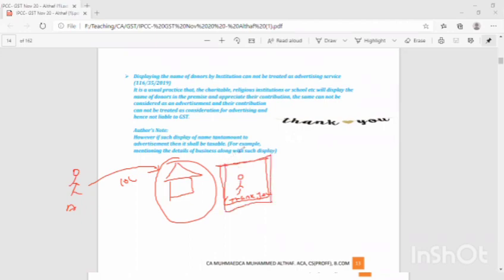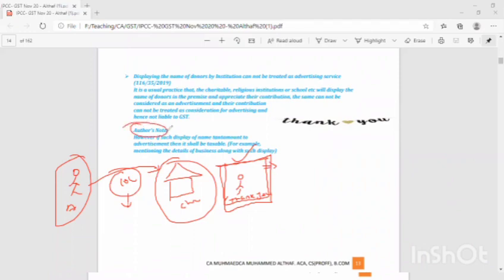The department clarified a doubt that somebody might have raised: can we call this an advertisement, because Mr. A gave 10 lakh rupees and the charitable institution is publicizing him? Can we call it advertisement charges? If we call it advertisement charges, it will be liable to GST. Now they have clarified that this is not actually an advertisement, so this is not chargeable to GST.